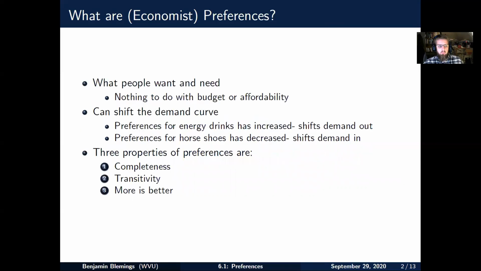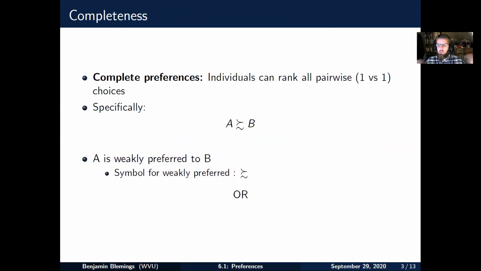And so three properties of preferences that we need to know are completeness, transitivity, and then the third one, more is better, which we'll use to simplify our analysis. So what does completeness mean? Completeness just means that individuals can rank all pairwise comparisons. So they can compare A to B, and they know which one they would rather have.